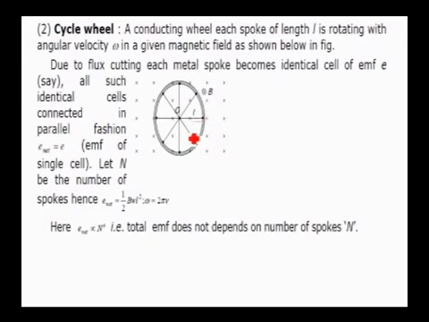This is exactly similar to the previous case. The difference is there was only one rod which was made to rotate in a circle. Now this is a wheel containing many spokes. Assume that there are n number of spokes in that wheel, but as the wheel rotates, due to the flux cutting, each metal spoke becomes an identical cell.